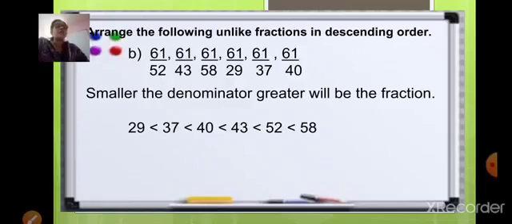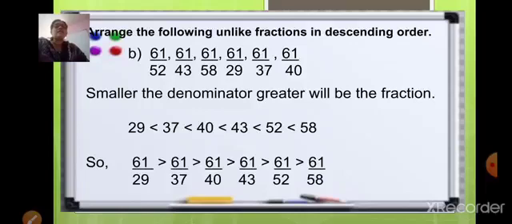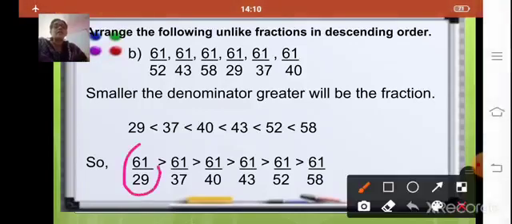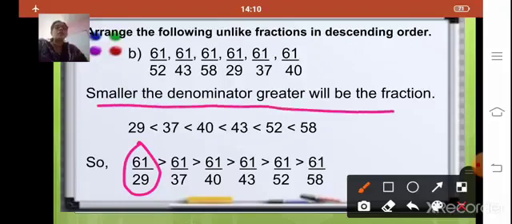But in terms of fractions, when we write, we will write 61 upon 29 as greater. Why? Because the smaller the denominator, the greater the fraction. So when you are arranging in descending order, you write the smaller denominator first, meaning that fraction is greater. So 61 upon 29, 61 upon 37, 61 upon 40, 61 upon 43, 61 upon 52, and 61 upon 58. This is how you arrange the fractions by writing them in descending order.